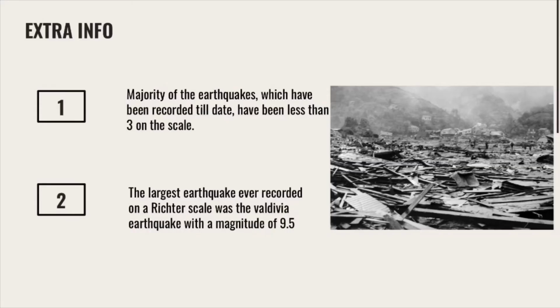Some interesting facts about the Richter scale is that the majority of the earthquakes which have been recorded till date have been less than 3 on the scale. They are actually tremors that are not felt by humans and are known as microquakes. The largest earthquake ever recorded on a Richter scale was the Valdivia earthquake with a magnitude of 9.5, located at Valdivia, Chile. This is an image of the earthquake that happened.